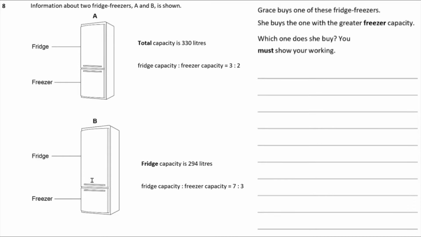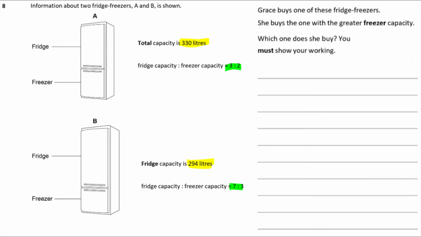Let's work it out. Okay, it's basically a dividing by a ratio question, isn't it? Because for each of them I know how much they contain, and for each of them I've been given a ratio. So if I can divide those amounts by those ratios, I should get the fridge capacity and the freezer capacity, shouldn't I? Okay, now dividing by a ratio is pretty easy. Just take the original ratio and add the two bits together.